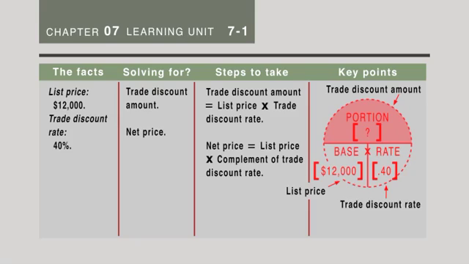To do the trade discount amount, we have to take the list price times the discount rate. To get the net price, or what we're going to pay, we take the list price times the complement of the trade discount. Now, in terms of a pie chart, here the trade discount amount will be represented by the portion, the part. The rate represents the trade discount rate of 40%, or 0.40 in decimal, and the base is the whole, or the actual list price of $12,000.